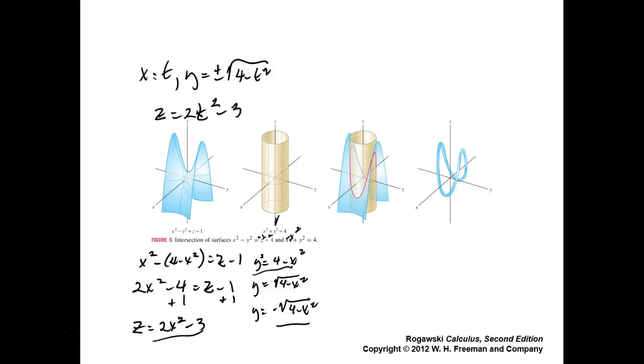Okay. Now the second method, I don't know if you like this as much. To me, it's a little more abstract. Okay. It said, note that this equation here, x squared plus y squared equals 4, you could write in basically polar type units.